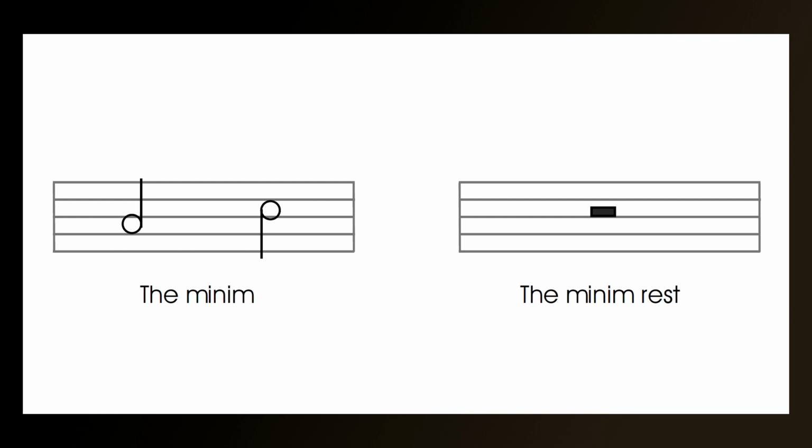The minim is hollow again, in the same way the semibreve was, but the minim's got a tail. And the direction the tail points in doesn't have any effect on the note, it's still a minim. There is a general rule that if the minim's above the centre line, that's the B line, the tail goes downwards. And if the minim's below the centre line, then the tail goes upwards. However, this isn't a law, it's just a generalisation, so you do see them pointing in different directions.